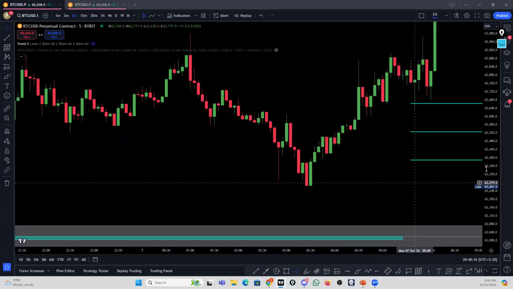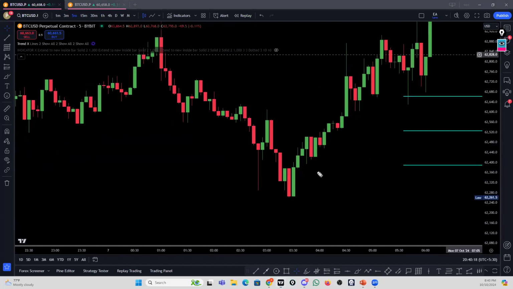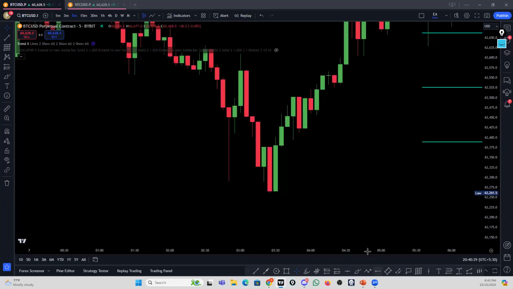You can look at this. This is a bullish engulfing. The previous candle, what we are showing, should be smaller than this one. If it's a bit bigger, we can consider it as a bullish engulfing.